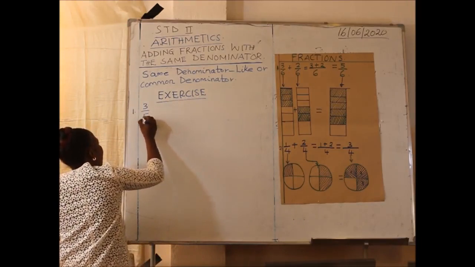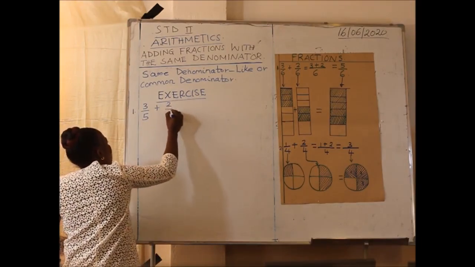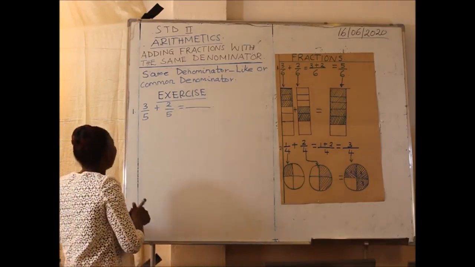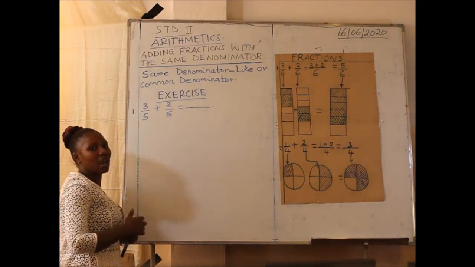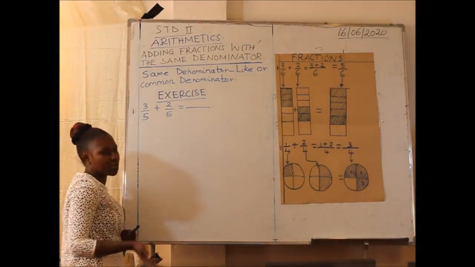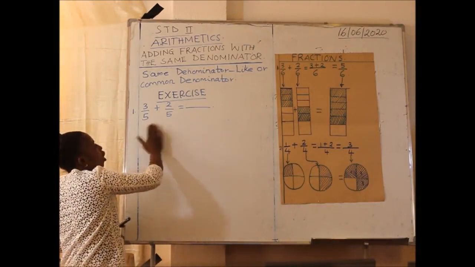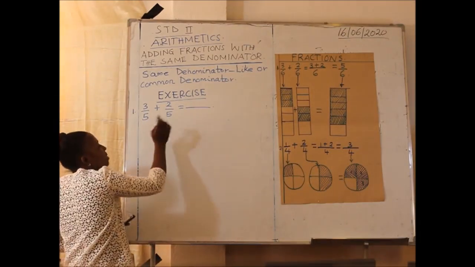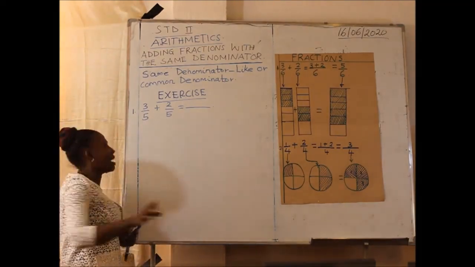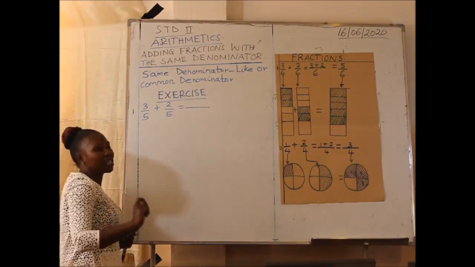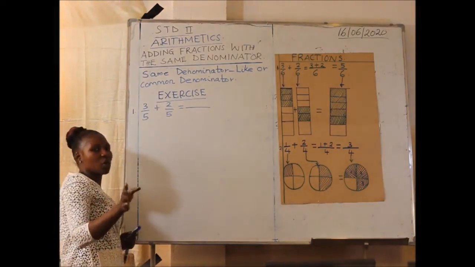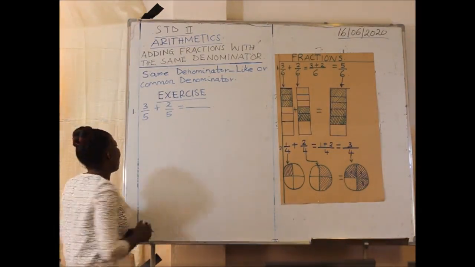3 over 5 plus 2 over 5 equals to dash. So if you have 3 shaded parts out of 5 plus 2 shaded parts out of 5 equals to what? You have to know that here you have the same or common denominator. So this one will remain the same. So you have to write it as it is. The only numbers which you are supposed to add are the top numbers. And here we're talking about numerator. So you have to take 3 plus 2. Then the total is what you are supposed to write according to fraction.